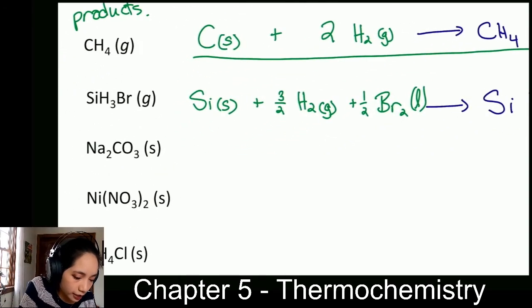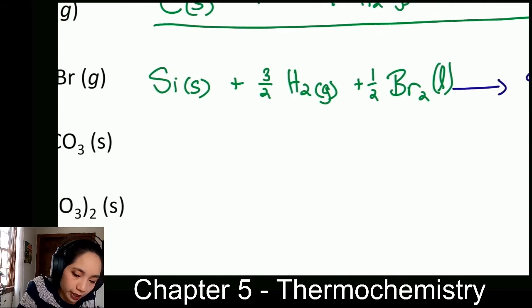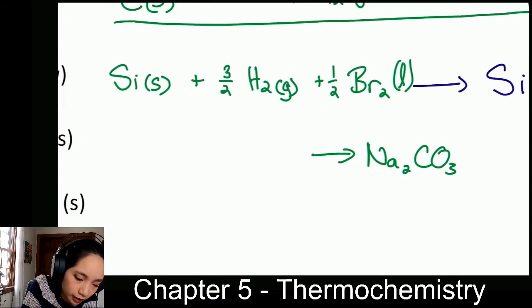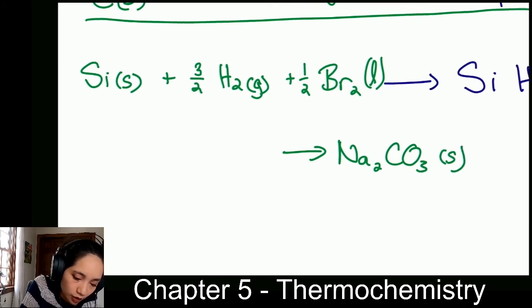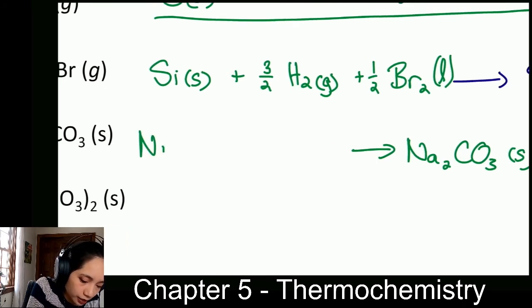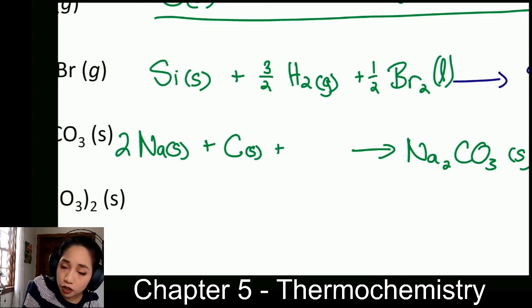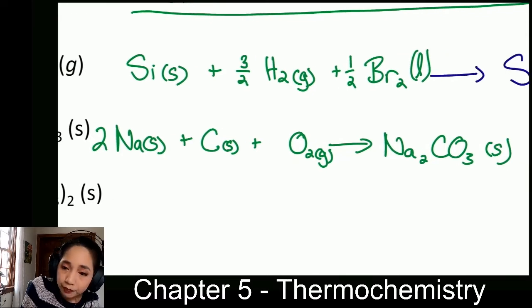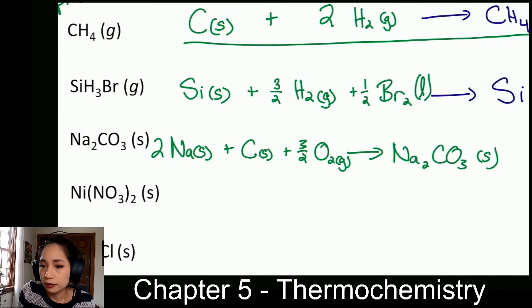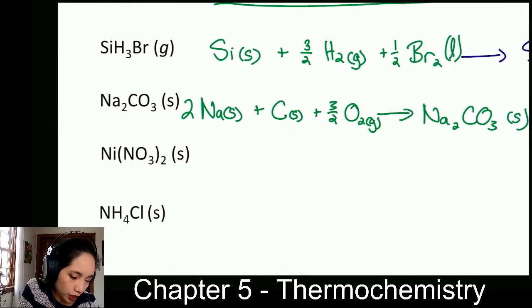All right. Next, we're making sodium carbonate. So Na2CO3. What is it? Solid. So Na exists as sodium solid, but we need 2 of them. Plus carbon. There's only 1 carbon, so just carbon solid. Plus oxygen. Oxygen exists as O2 gas. We need 3 oxygen atoms, so I'm going to put a 3 halves in front of it. So that's it. Next one, nickel nitrate.